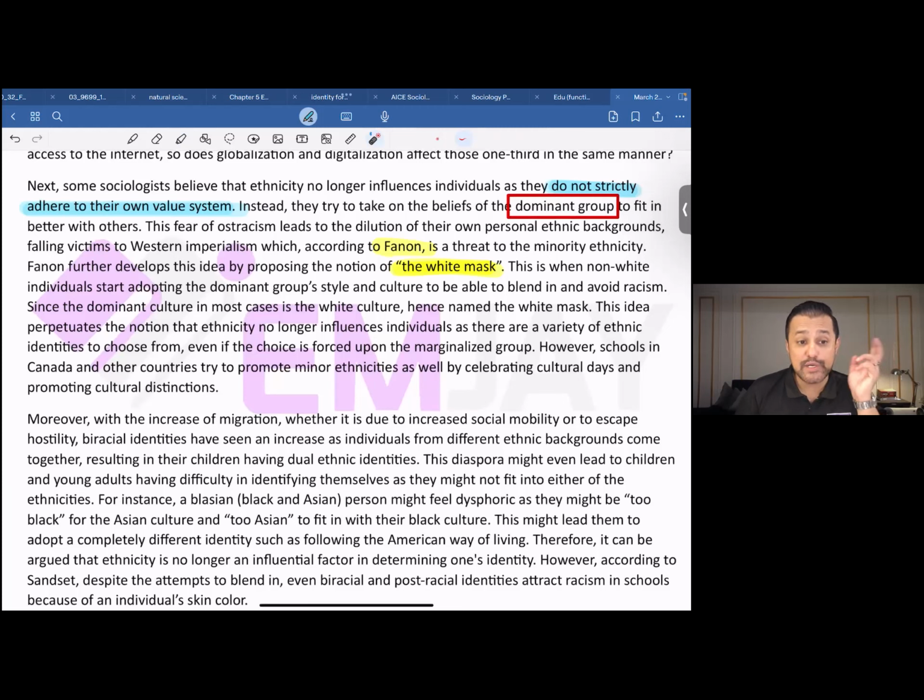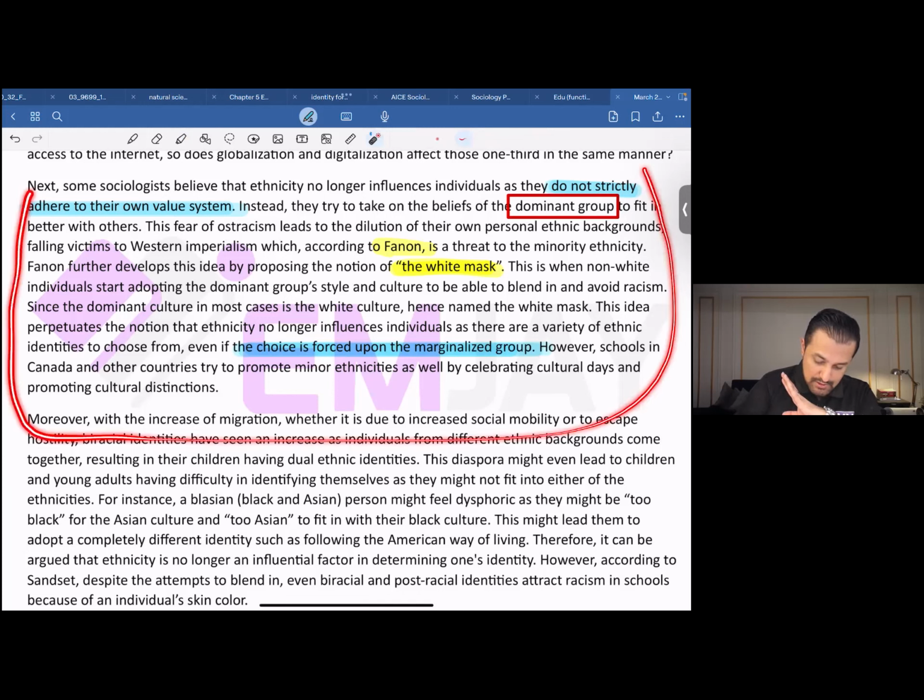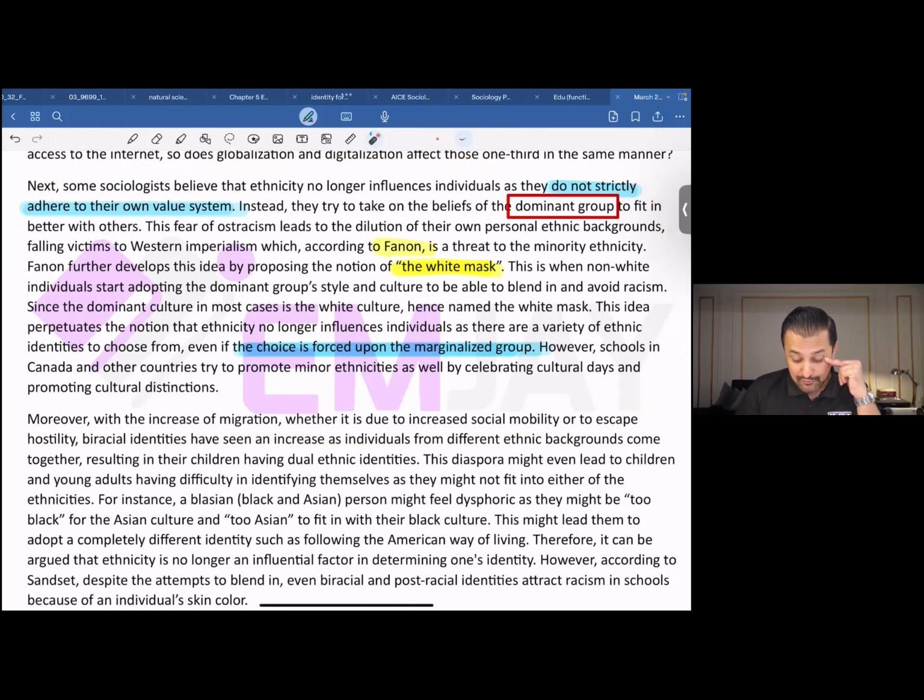This idea perpetuates the notion that ethnicity no longer influences individuals, as there are a variety of ethnic identities to choose from. Even if the choice is forced upon the marginalized group, in some countries individuals are forced into this as well. For instance, in France, Muslim women were not allowed to wear the hijab, and I'm sure many of you would be aware of this. If you are not, again, digitalization, Google it and you'd find out. So you're being forced to give in.